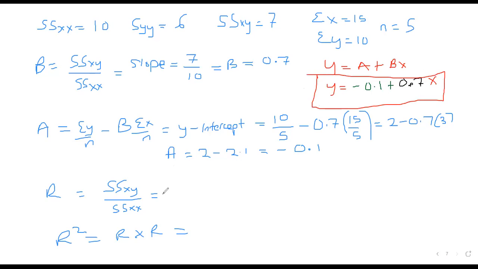R stands for the what? Coefficient of correlation. What does it give you? It determines whether the relationship of x and y are negative or positive. So what is our x? What are we getting as our xy? Our XY was 7.